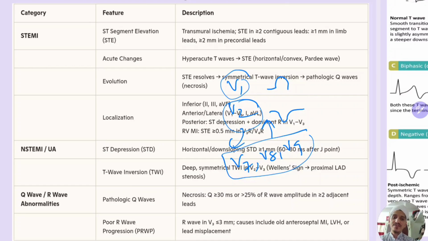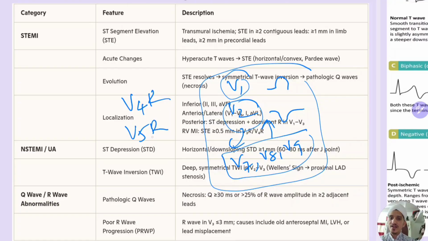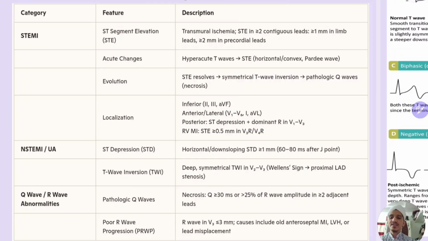Sorry, that was for posterior infarction. For right ventricular infarction, you will attach V4R and V5R, and you will confirm the ST elevation. So these will be the contiguous leads. That is the meaning of contiguous leads.